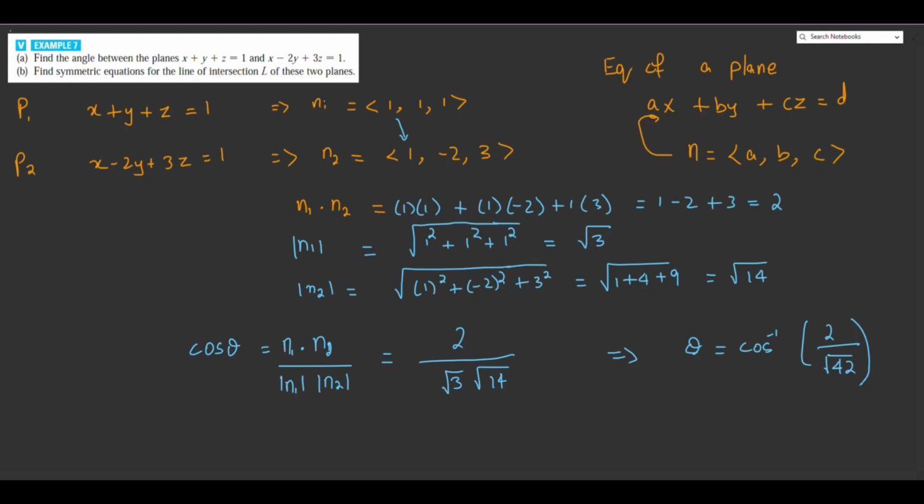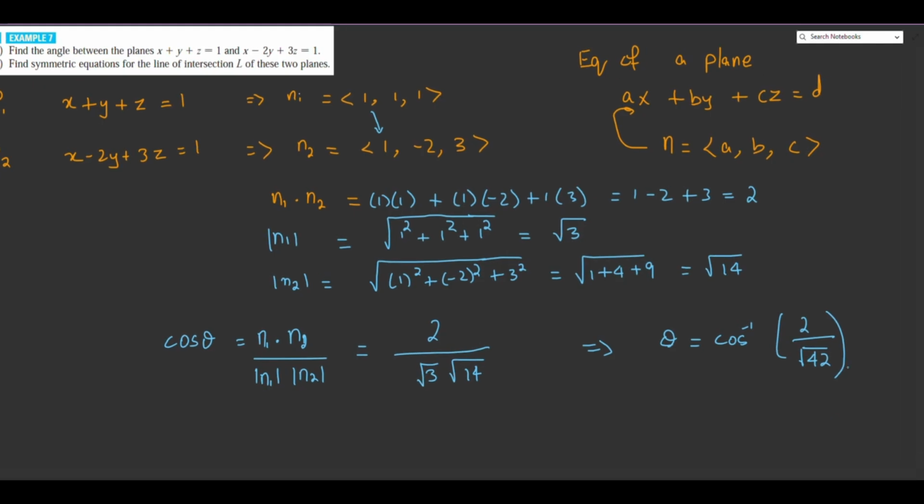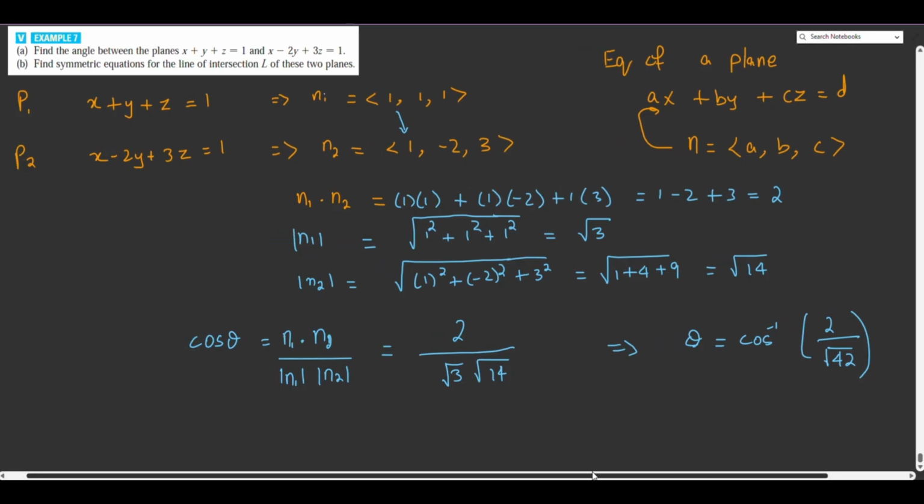In the next part of this question, he is asking us to find the symmetric equation for the line of the intersection.